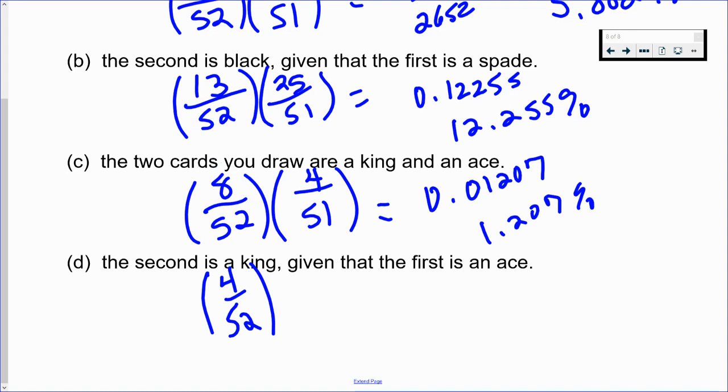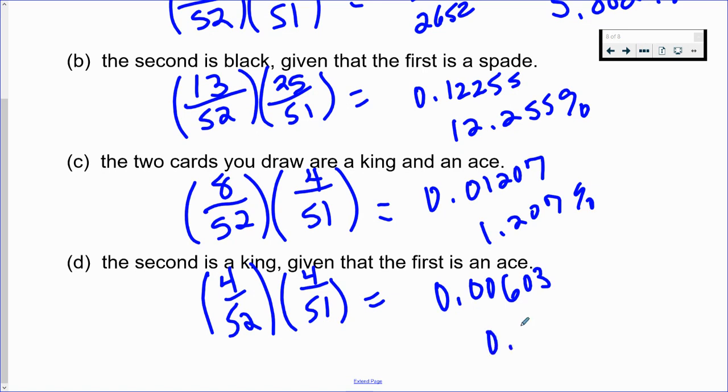They just said the 2 cards you draw are a king and an ace. Now, we want the second one to be a king. So that's 4 cards for that out of 51. Okay, so let's multiply 4 divided by 52 times 4 divided by 51. Okay, this one's going to be an even smaller decimal. It should be half of what we had before. So 0.00603. So notice this one, that's 0.603%. Okay, so that's not even a whole percent of a chance. So that's extremely unlikely. Okay.